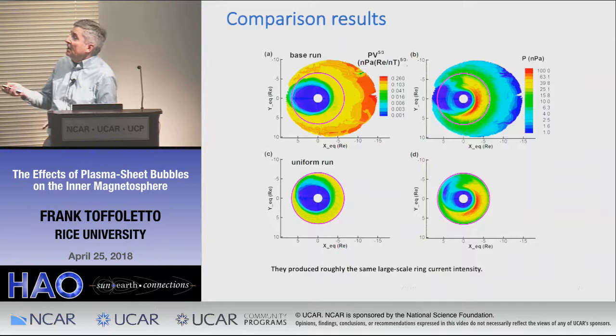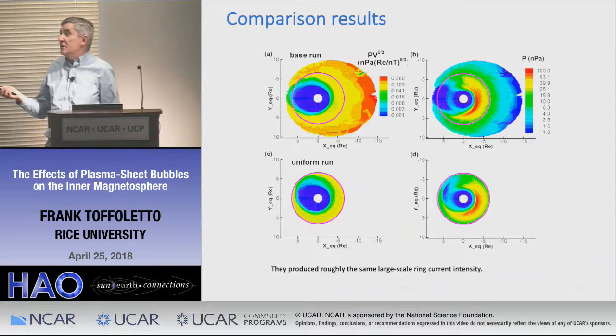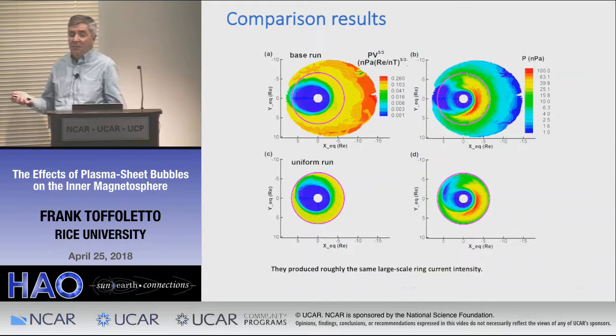The bottom line, or the take-home message, is that the region between 6 and 15 RE is kind of a no man's region. In order for plasma to make its way in from here to here, it has to be a low entropy plasma flux tube. By the time it makes it into 6 RE, because gradient curvature drifts are so important, bubbles are not really important. So you can get away with placing your boundary at 6 RE and still get a ring current.